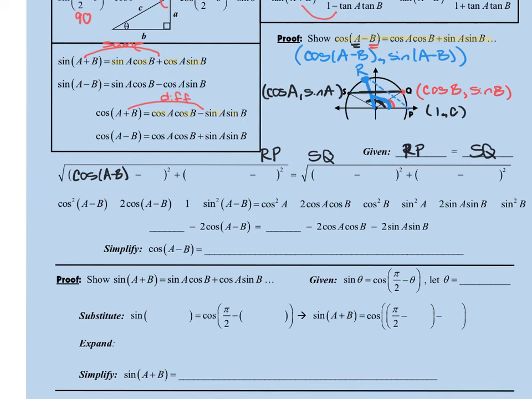Now what we're going to do is subtract the y coordinates, the sine of A minus B, and then the y coordinate of 0. That gets me segment RP. Now for SQ, I'm going to look at these two ordered pairs right here. So cosine of A minus cosine of B. And then I'm going to do sine of A minus sine of B for the difference of the y coordinates.